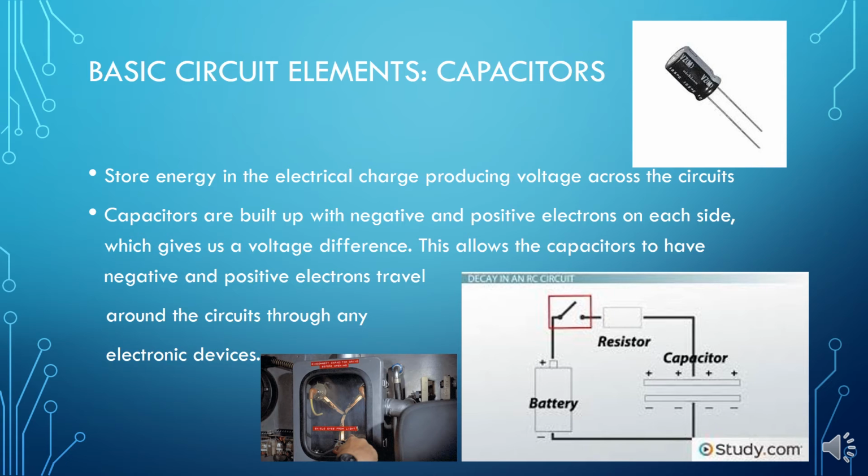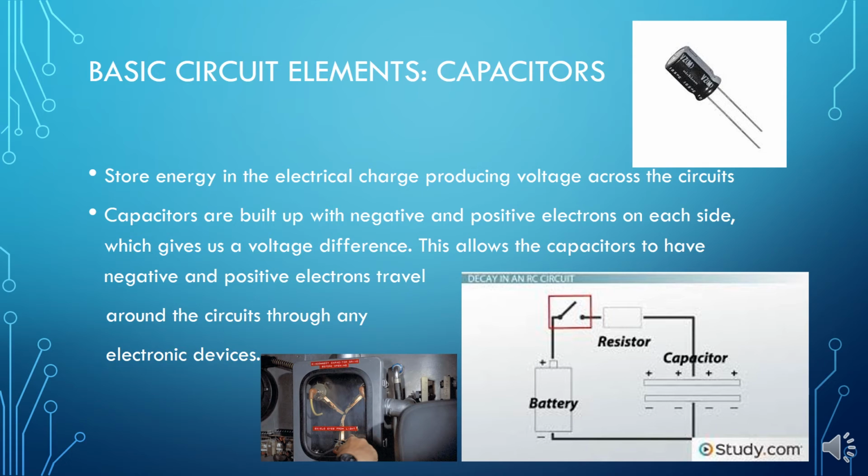What makes a capacitor work is using electrons, particles, positive and negative, and electric charge. So when you have a capacitor in a circuit, which as you can see in this diagram I have here, we have a battery, a resistor, and a capacitor. As you can see here, you have positive and negative electrons.